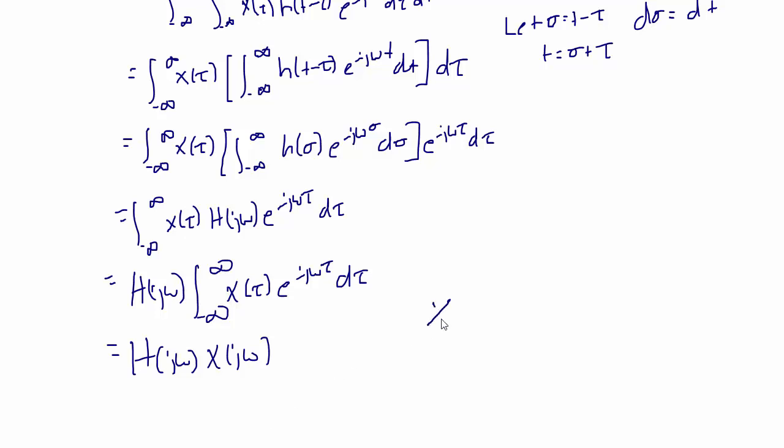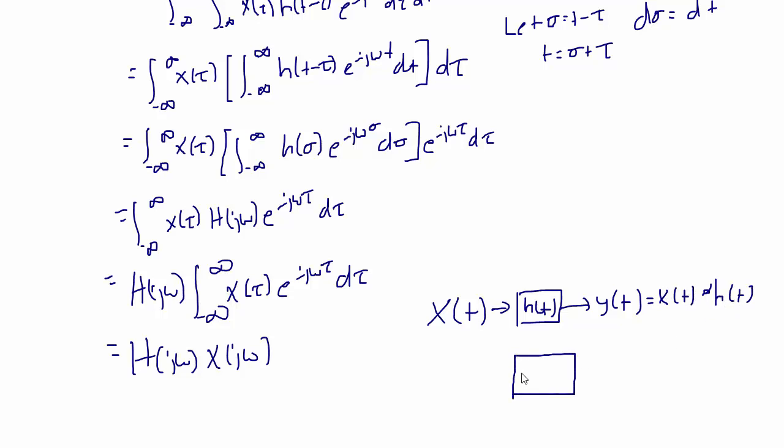If you think about this symbolically, this means if I have an LTI system, h of t, where the input is x of t and the output is y of t, we know in the time domain that equals x of t convolved with h of t. And we now also know that in the frequency domain, I can represent that system as the frequency response H of j omega. And if the input is X of j omega, the output is Y of j omega, which equals H of j omega times X of j omega.